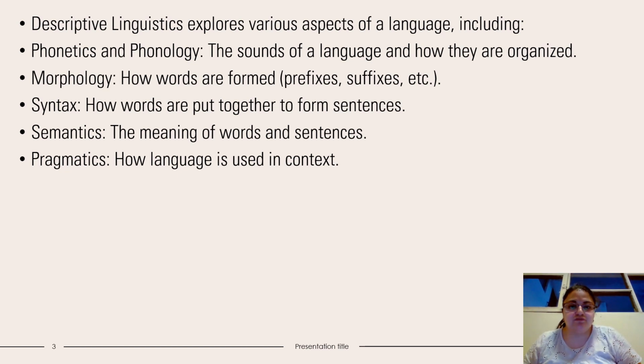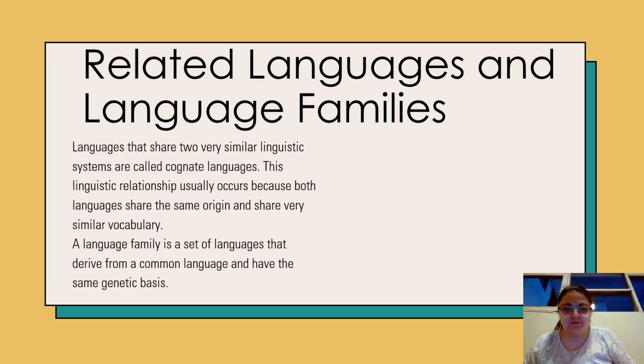Descriptive linguistics explores various aspects of a language including phonetics and phonology, the sounds of a language and how they are organized; morphology, how words are formed, prefixes, suffixes, etc.; syntax, how words are put together to form sentences; semantics, the meaning of words and sentences; and pragmatics, how language is used in context. Related languages and language families.